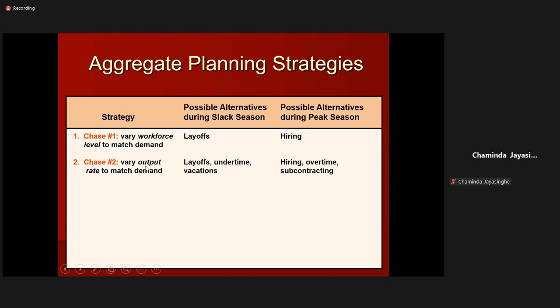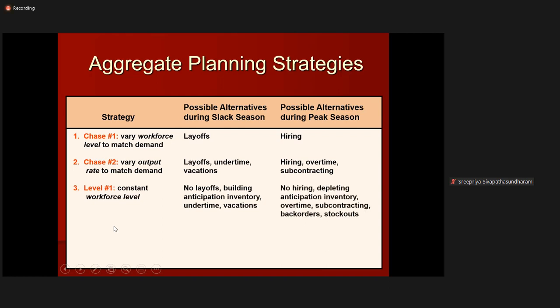Chase two: vary output rate to match demand. Here, chase one, we vary workforce level to match demand. Chase two, we vary output rate to match demand. So alternatives during slack periods are layoffs, undertime, and vacations. Alternatives during peak season are hiring, overtime, and subcontracting. And then the level strategies.